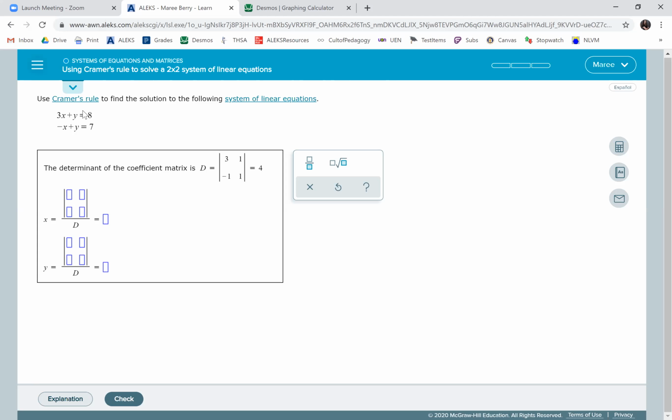Then we're solving for x, so I'm going to take my 8 and my 7 and put it right here. The y column stays the same as what we had up here, so 1, 1. When we multiply across, we get 8 minus 7 is 1, and then we put that over the determinant of our coefficient matrix. So this is 1/4. Now for the y, we want to put that answer matrix 8, 7 over here in the y column where we had those coefficients for y, and then we put back the x ones that were here, so 3, -1.